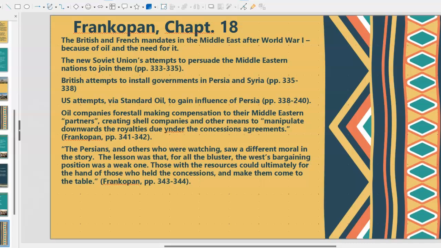Frankopan talks about the British and French mandates in the Middle East after World War I, particularly because of their realization of the desire for oil. At the same time, the new Soviet Union attempts to persuade the Middle Eastern nations to join them, which in many respects is beneficial. Ultimately, many of them will, and that's going to lay the platform for the Cold War, which we're going to be getting into after World War II. The British attempt to install governments in Persia and Syria, and this is them setting up the puppet governments, like I said. The U.S. itself attempts via Standard Oil to gain influence in Persia as well, and in fact, ultimately, in the game of influence, the U.S. wins.